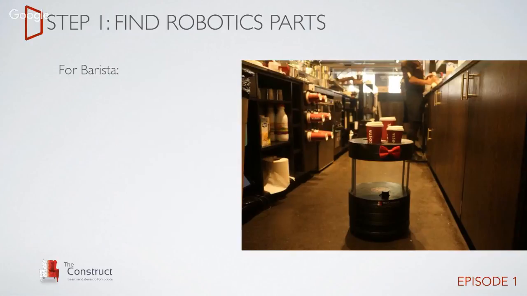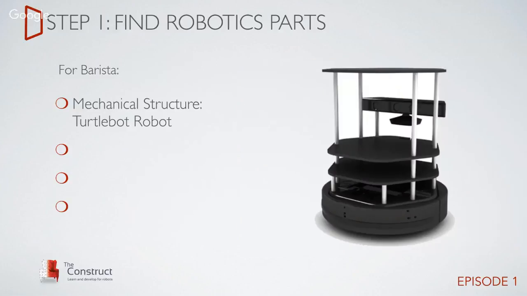Okay, for the Barista, let me show you the robotics parts that we needed. In this case, we needed the mechanical structure of the robot. For the mechanical structure, we decided to use the TurtleBot robot because it already provides the wheels, the gears for the wheels, the control, the batteries, and everything is already done. So if we use the TurtleBot robot, all that part is already done, and we saved a lot of time. So we use the TurtleBot robot as the mechanical structure.